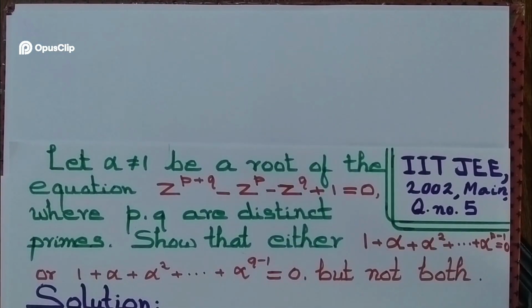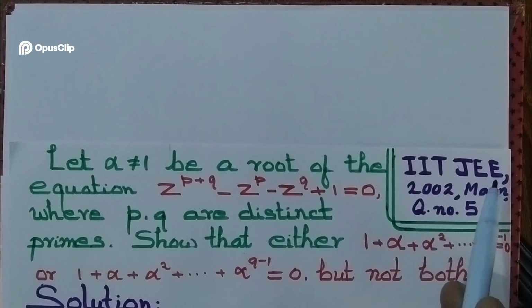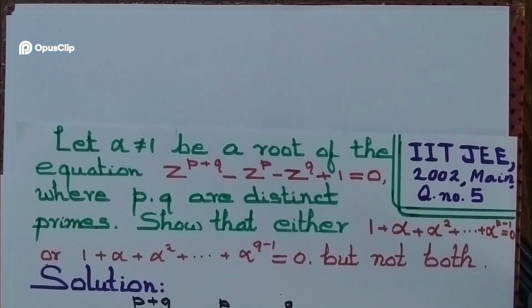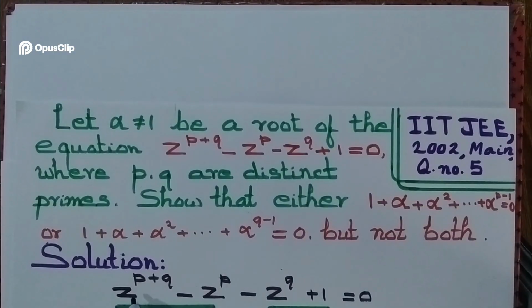So let's do it. This question was asked in the IIT JEE 2002 examination of India. We are given that alpha is a root of this equation z to the power p plus q minus z to the power p minus z to the power q plus 1 equal to 0.